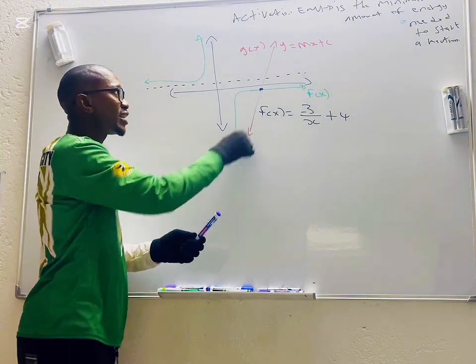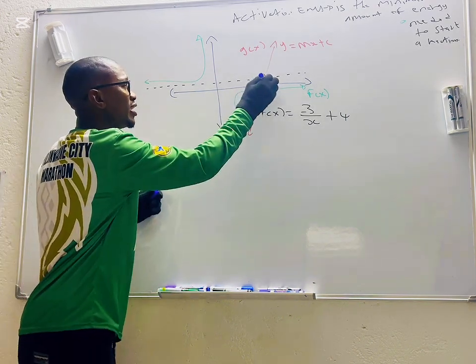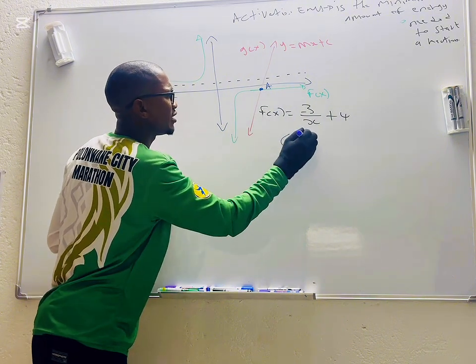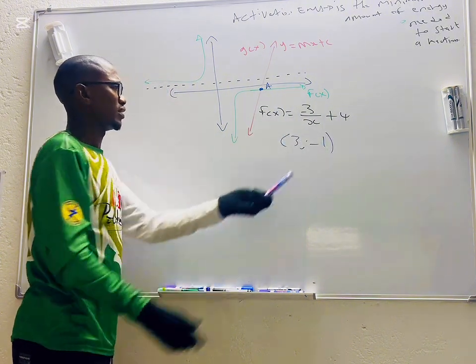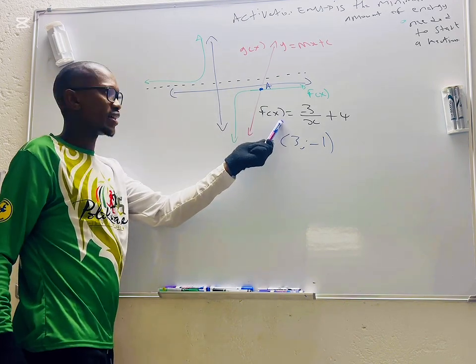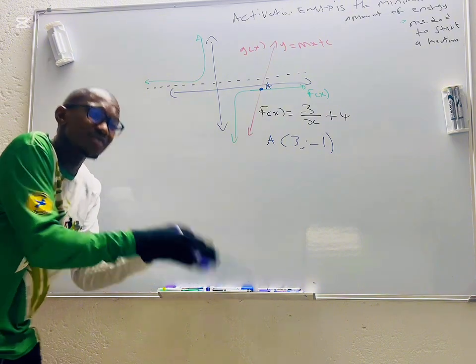So basically it means that this straight line, which is your g of x, your tangent, touches this graph maybe at point A. Maybe point A is (3, -1). That's your point A, so that's where the tangent touches the f of x. Okay, fine. Now we have the point at which the tangent touches the function.